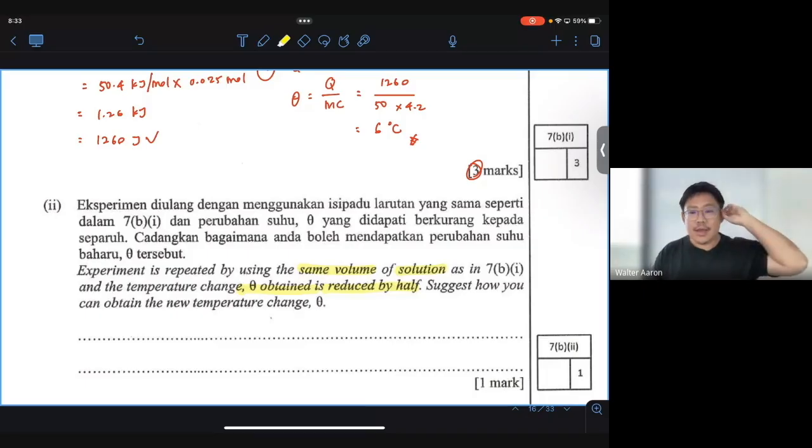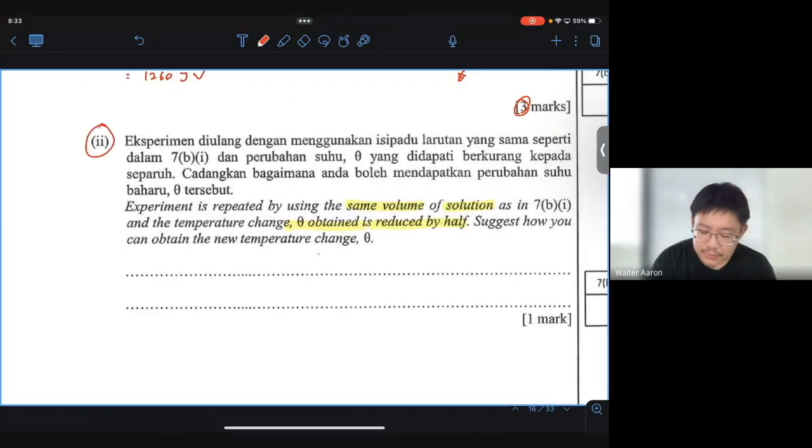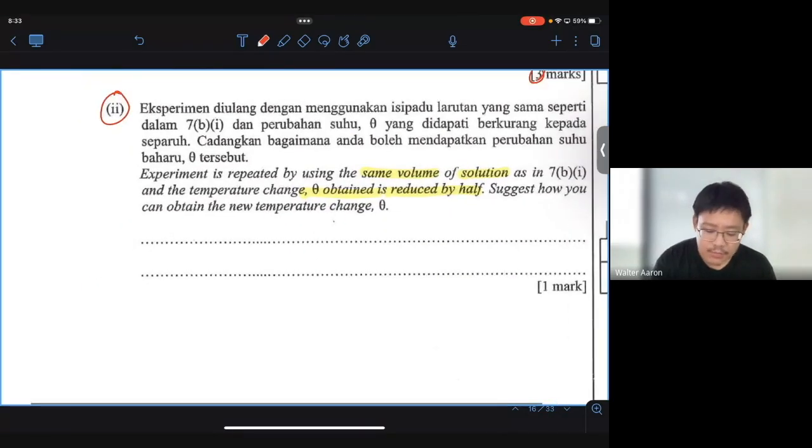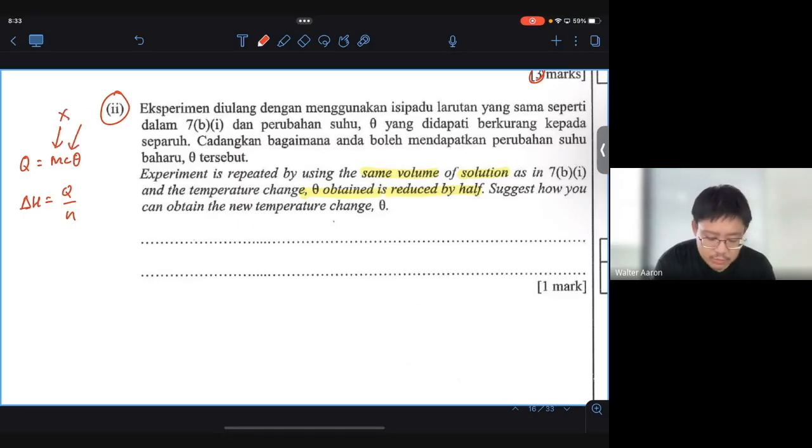Correct. Now if some of you say this question is very hard to solve, then ask yourself, what formula do you use to calculate heat release? Your Q is equivalent to MC theta, and then delta H is equivalent to Q over N. You cannot change the volume, therefore mass cannot be changed. You cannot change the C either, because C is a constant. And you cannot change the temperature because it already says it reduces by half. So now you ask yourself, what else can you change?